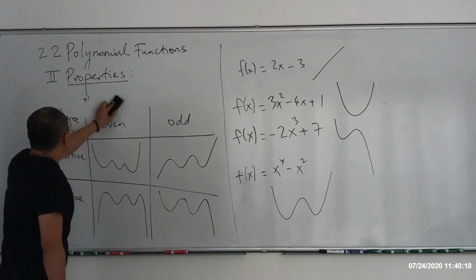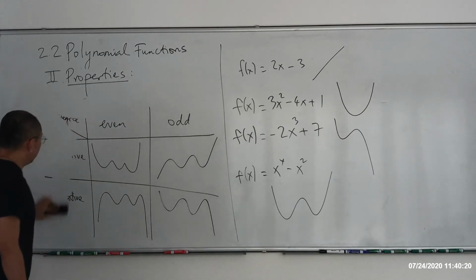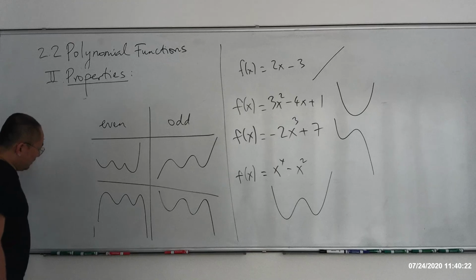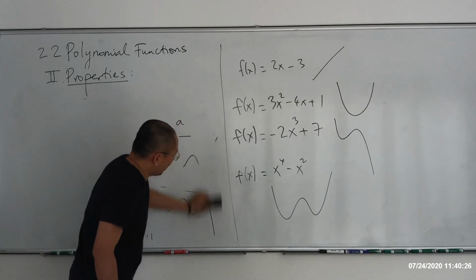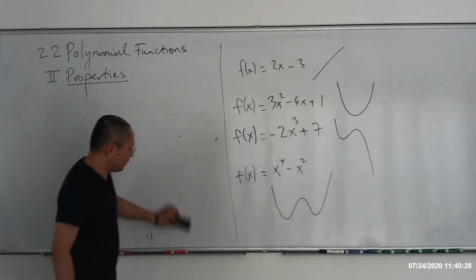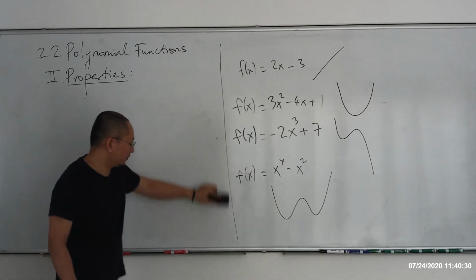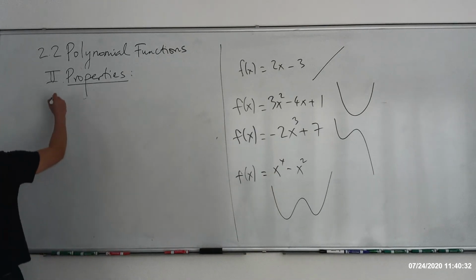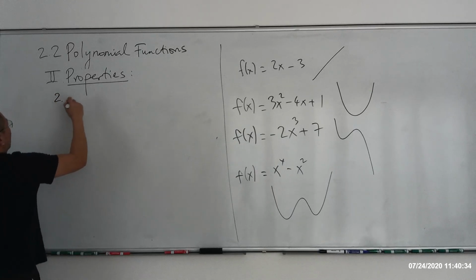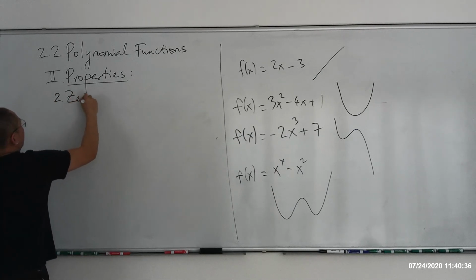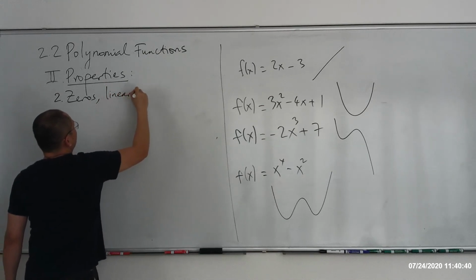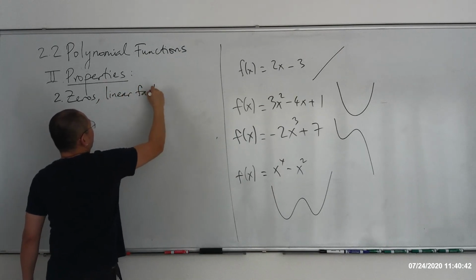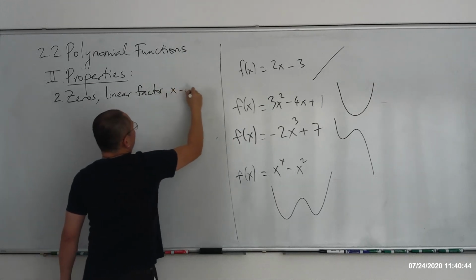Next, I'm going to talk about another very important property of polynomial. Actually, we'll talk about 3 things at once because those 3 things are related to each other. Property number 2, I'll be talking about zeros, talking about linear factors, and x-intercept.